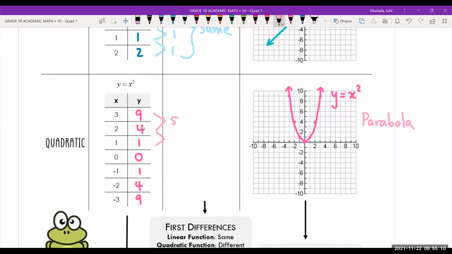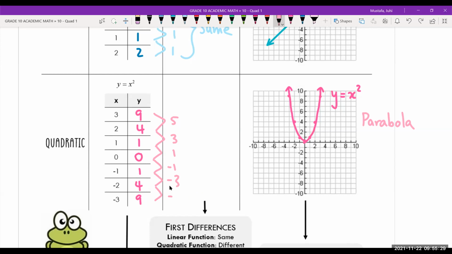Then I'm going to subtract 4 and 1. I'm going to notice the difference is 3. And then 1 take away 0, 1. 0 take away 1, yeah, 1 or -1. 1 take away 4, -3. And then 4 take away 9, -5.